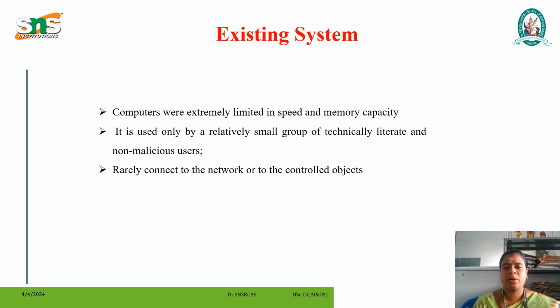Next, existing problem. The existing problem is that our current platform did not go far beyond the computer architecture, operating system and programming language of the 1960s to 1970s. The computer environment of the period was very different from today's. Computers were extremely limited in speed and memory capacity, used only by a relatively small group of technically literate and non-malicious users, and rarely connected to a network or to controlled objects.